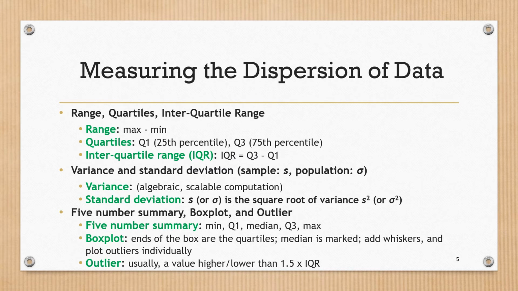Once we locate the middle or the center of the data distribution, the next step is to measure how data is spread. Commonly used measures for data dispersion include range, quartiles, interquartile range, variance, and standard deviation. The range of the dataset is the difference between the largest and the smallest values in the dataset.